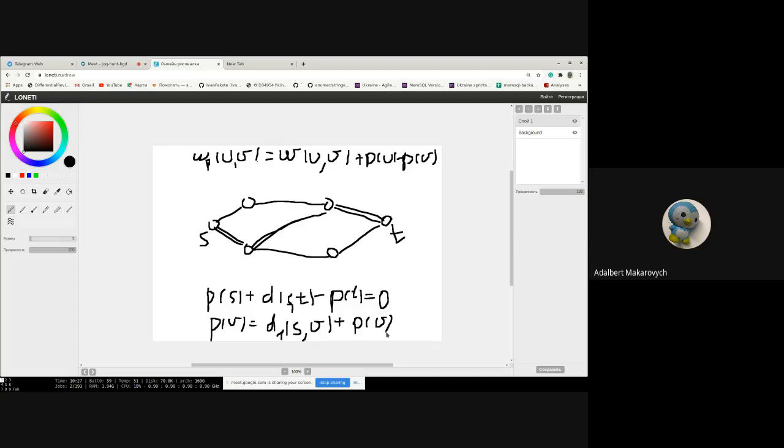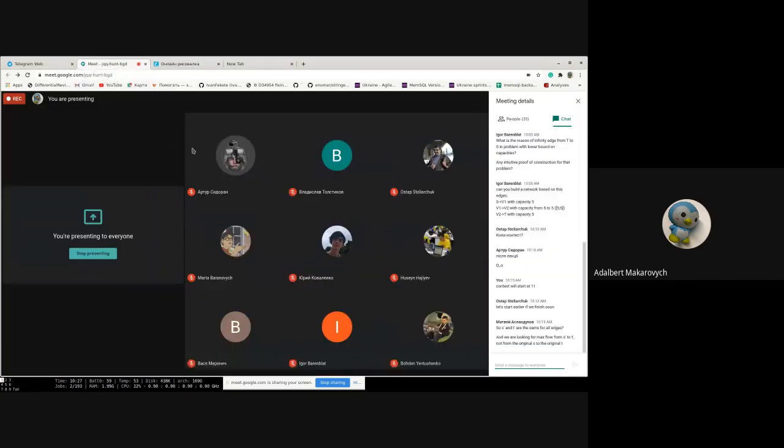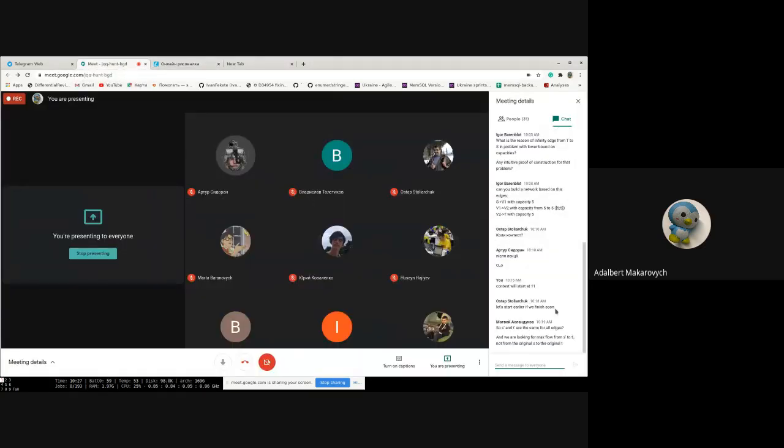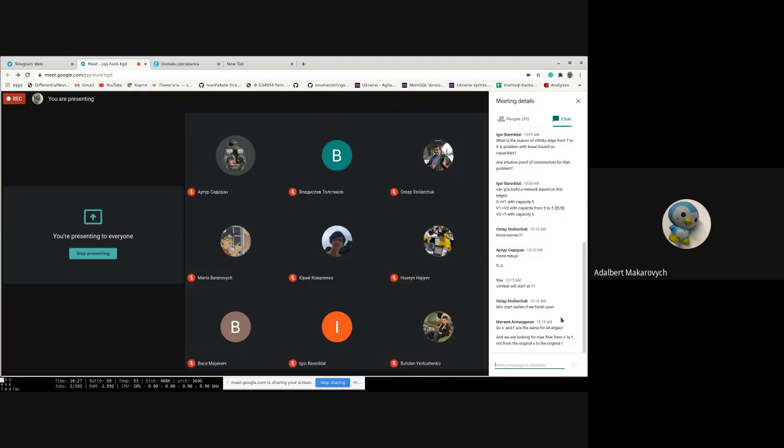Any questions? Oh, I see another question for the lower bound problem. Yes, the new sink and source are the same, and we are looking for a flow from the new source to the new sink.